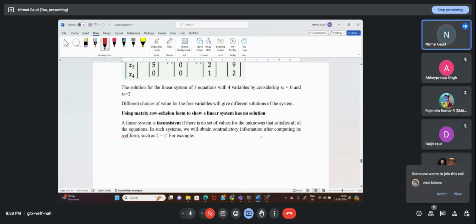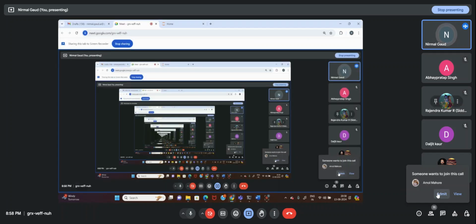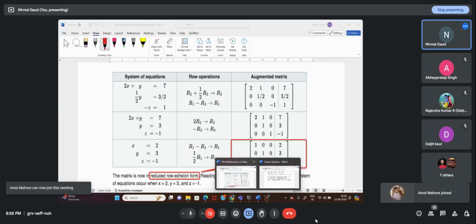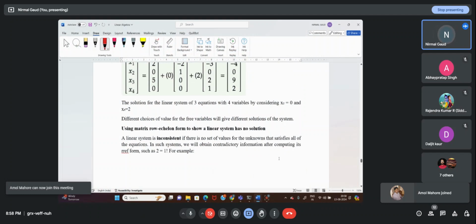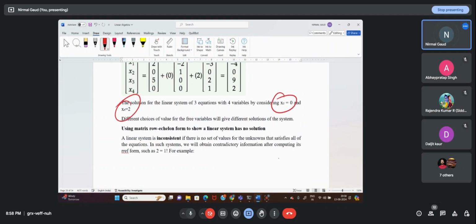Okay, so the solution for three equations and four variables requires some considerations. We considered x2 = 0, x4 = 2. According to the choice of these free variables' values, you get different solutions. So there could be many solutions. We are not denying a solution. There is a solution, but there are many.